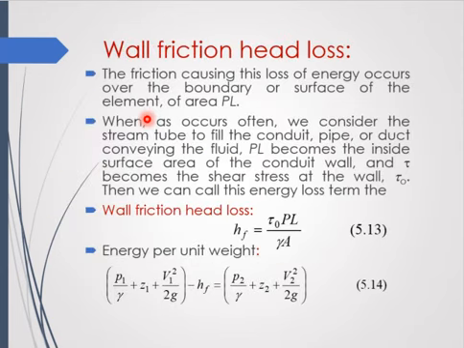The friction causing this loss of energy occurs over the boundary or surface of the element of area PL, when, as occurs often, we consider the stream tube to fill the conduit, pipe or duct conveying the fluid. PL becomes the inside surface area of the conduit wall, and tau becomes the shear stress at the wall, tau naught. Then we can call this energy loss term the wall friction head loss.